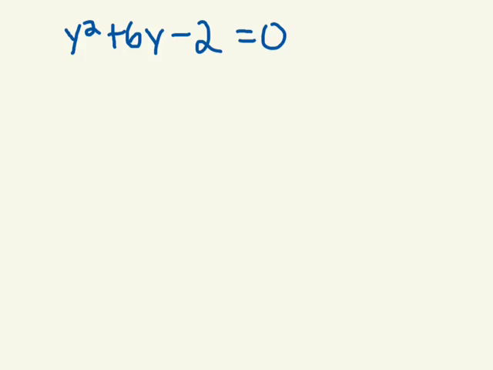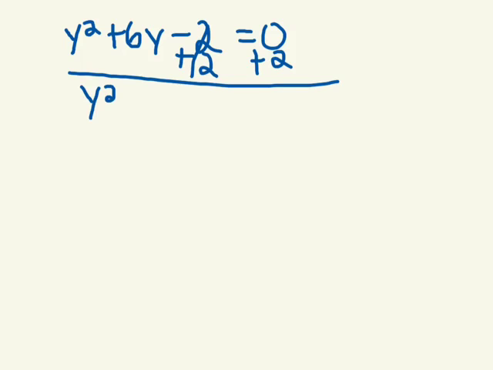Next step, you want to isolate c, which in this case is 2, by moving it to the other side by adding or subtraction. So in this case, we're going to add 2 because it's negative, and do that. And we're left with y squared plus 6y equals negative 2.